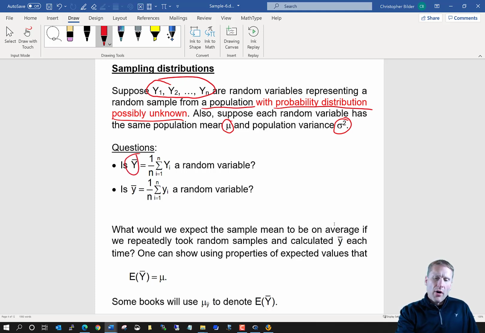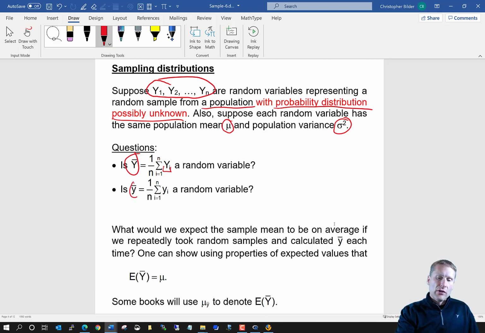Is y bar then a random variable itself? Well, obviously, it's a function of random variables, and so those random variables can vary from one sample to the next. And so, yes, indeed, y bar can vary from one sample to the next. So, yes, it is a random variable.